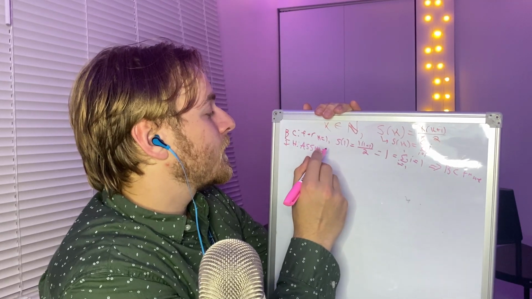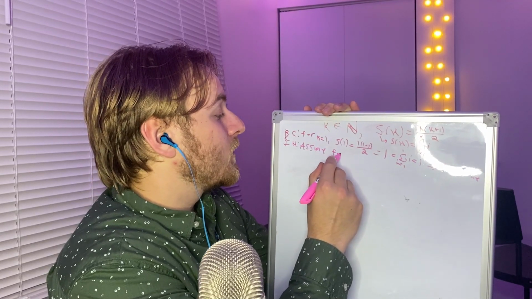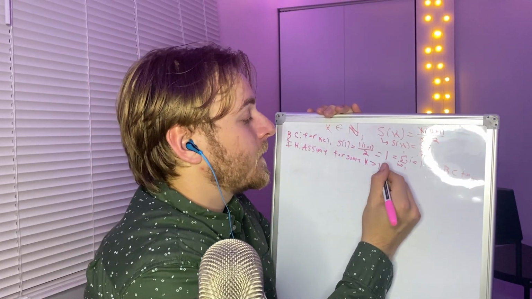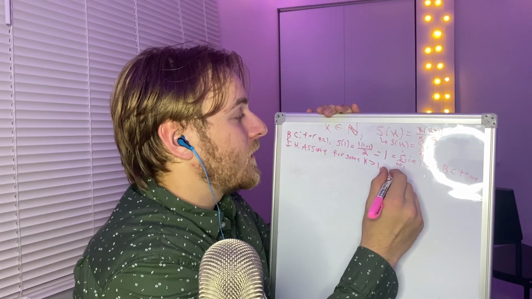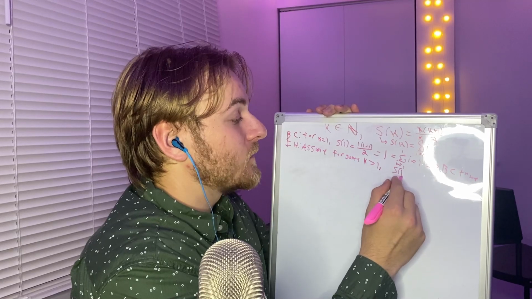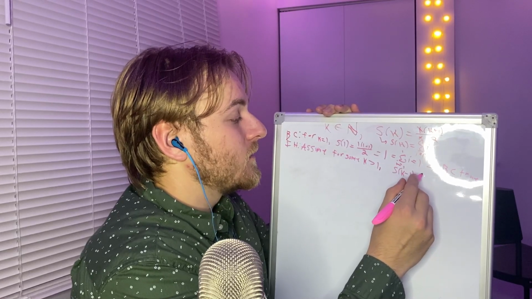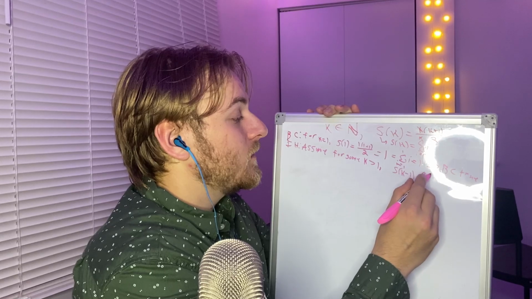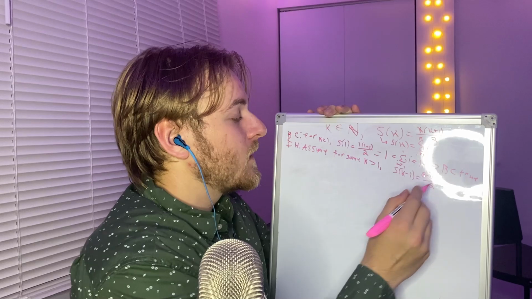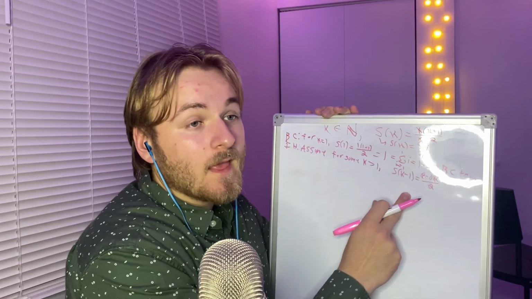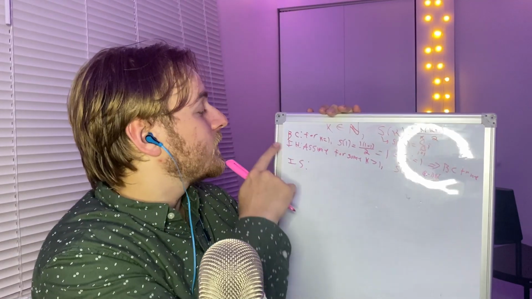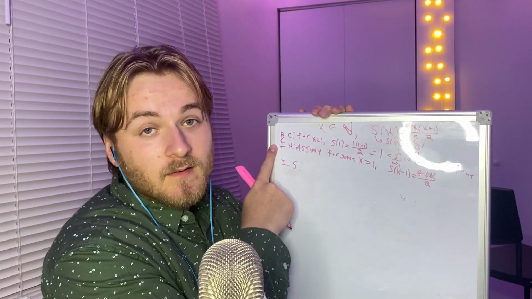Assume, for some k greater than 1, that the property holds for S of k minus 1. So we'll say S of k minus 1 is equal to k minus 1 times k over 2. So assume that this is true. Now our inductive step is the next step. So we have multiple steps. The first step is prove the base case, state your inductive hypothesis.